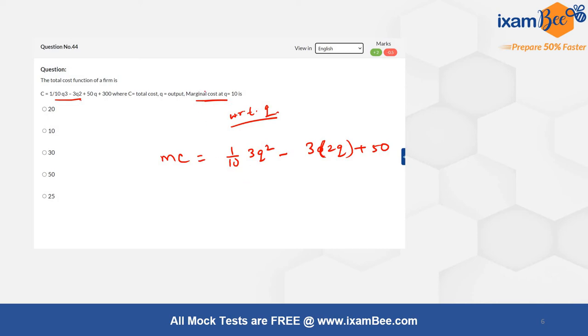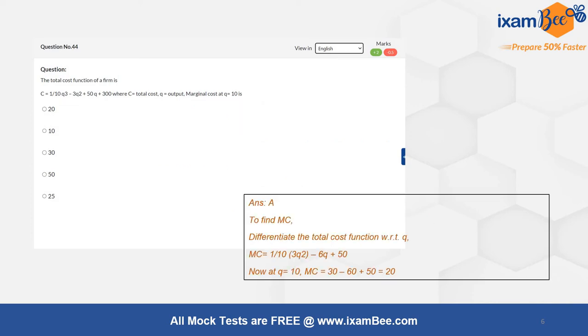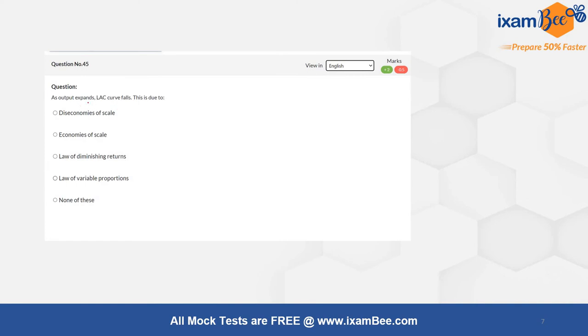Now putting Q equals 10, I get 1/10 × (3 × 10² - 3 × 2 × 10 + 50), which is equal to 30 - 60 + 50. Now this is equal to 20. So my marginal cost is coming out to be 20. The right answer is 20. Answer A.